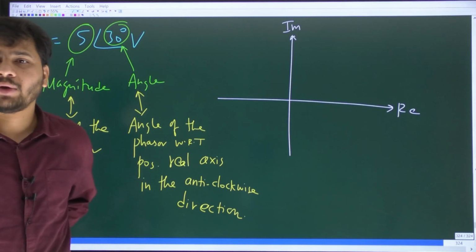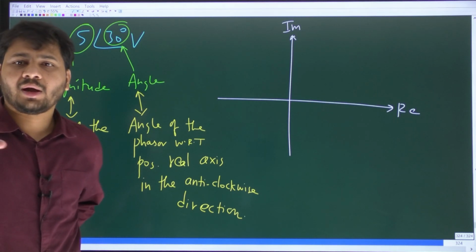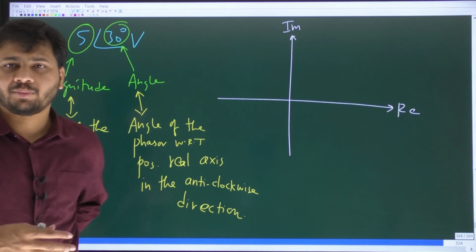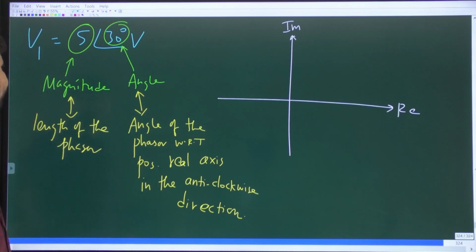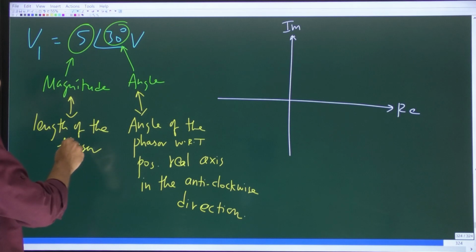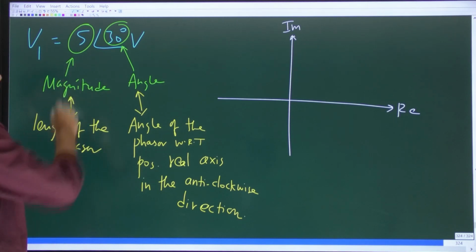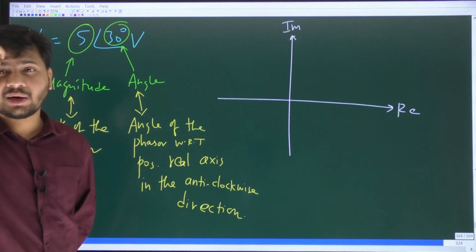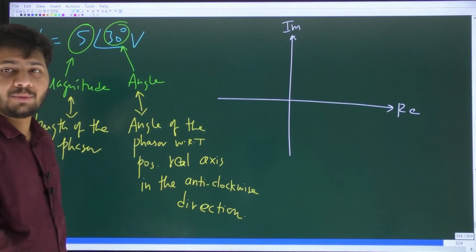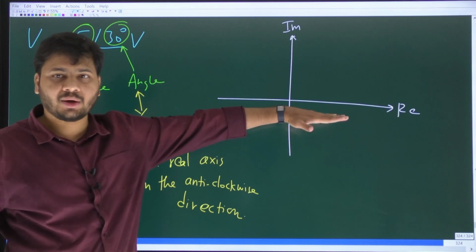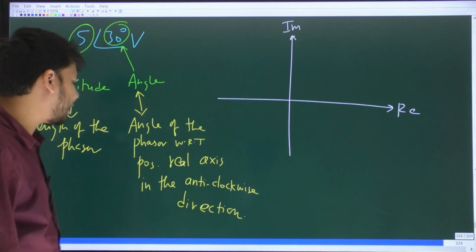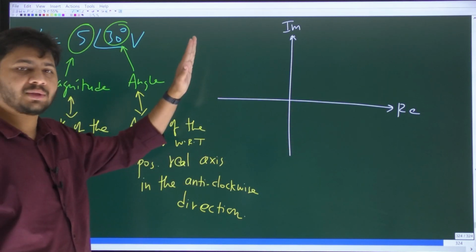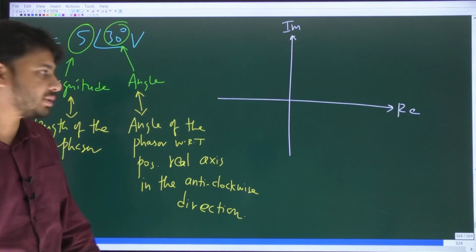And then every vector will have what? A length, and will also have an angle with respect to what? The positive real axis. Okay. So in this case, what is the length of the phasor or the vector? It is 5 units. What is the angle of the phasor or the vector with respect to positive real axis? In the anti-clockwise direction. The angle is 30 degrees.